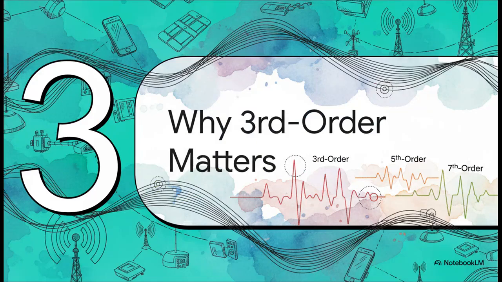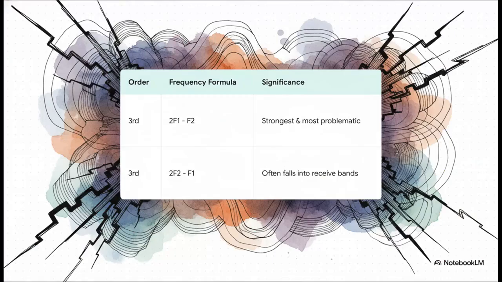Now, that formula can create a whole bunch of different interference products. You got third order, fifth order, seventh order, and on and on. But here's the thing, not all of them are created equal. When you're out in the field, the ones we really care about, our main targets, are the third order products. And this table here shows you exactly why. The third-order products, which are calculated with these specific formulas, are not only the strongest, they're also the most likely to fall smack dab in the middle of your system's receive bands.